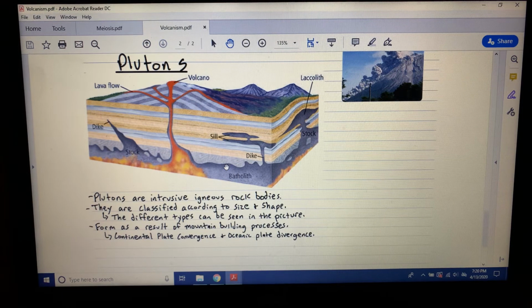These things form as a result of mountain building processes, and so as you have plates that converge or oceanic plates that diverge, that's going to cause a shift. And then from that, especially with the convergence, as it lifts up, you'll have rock layers that go underneath another set of layers in the crust. And so that's going to help form these bodies. Same thing with ocean plate divergence. As those split, lava comes up, forms new rock layer, and then you can have water that can flow down and create areas which magma can enter into.